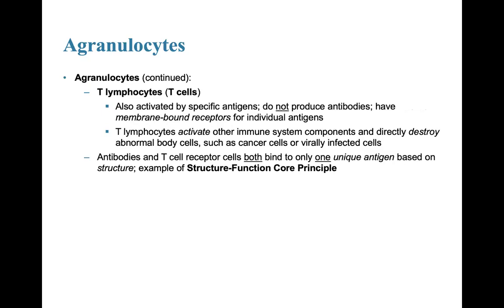Your T lymphocytes, or your T cells, are also activated by specific antigens, but they do not produce antibodies. Instead, they have membrane-bound receptors for individual antigens. T lymphocytes will activate other immune system components and directly destroy abnormal body cells, such as cancer cells or virally infected cells. Antibodies and T cell receptors both bind to only one unique antigen based on the structure.